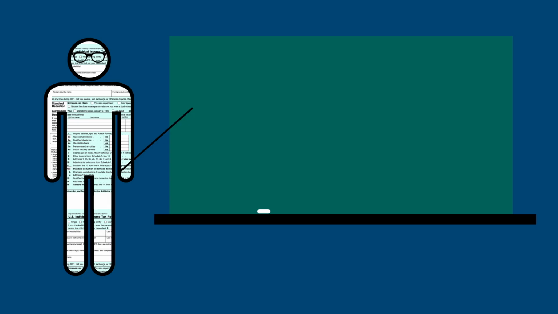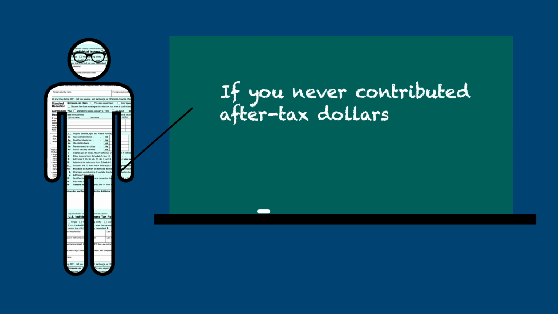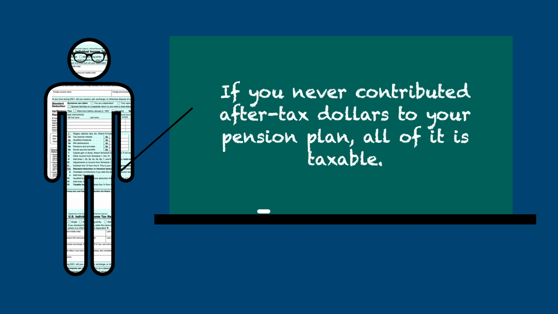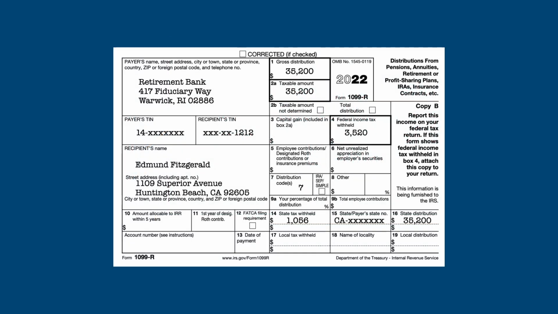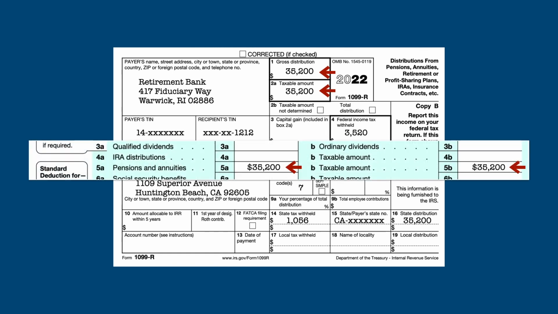The first thing to keep in mind is that if you've never contributed after-tax dollars to your pension plan, all of it is taxable. On your 1099-R, both boxes 1 and 2A should show the same figure. These figures are entered on lines 5A and 5B of your Form 1040. If this situation applies to you, you needn't watch the rest of the video, unless you want to.